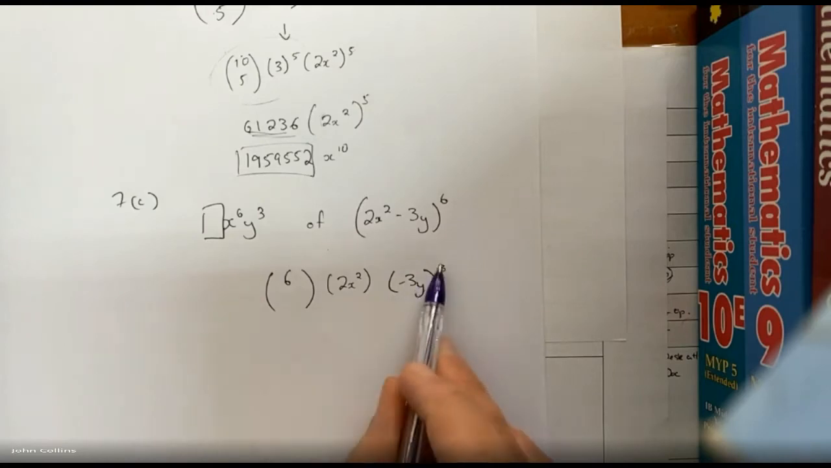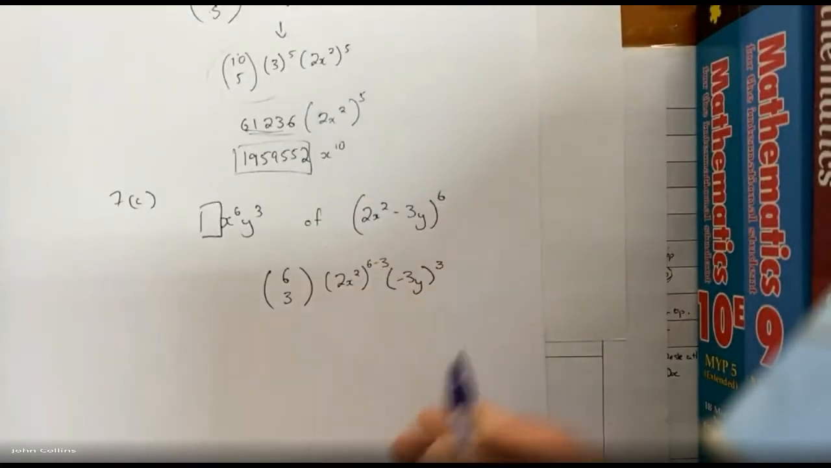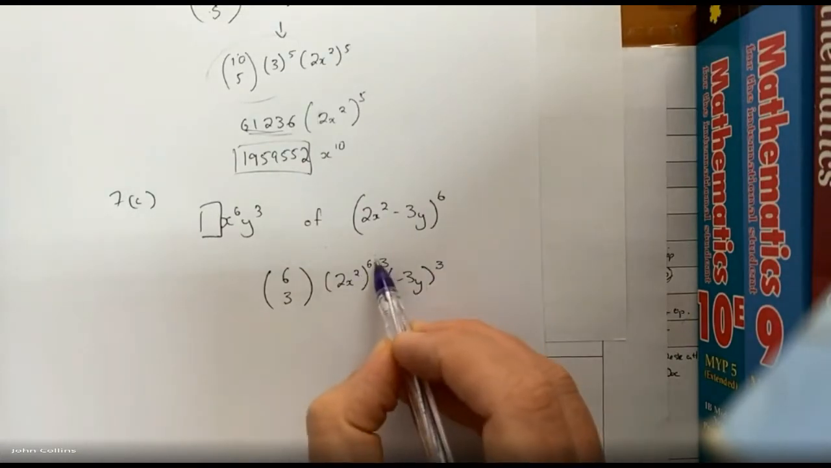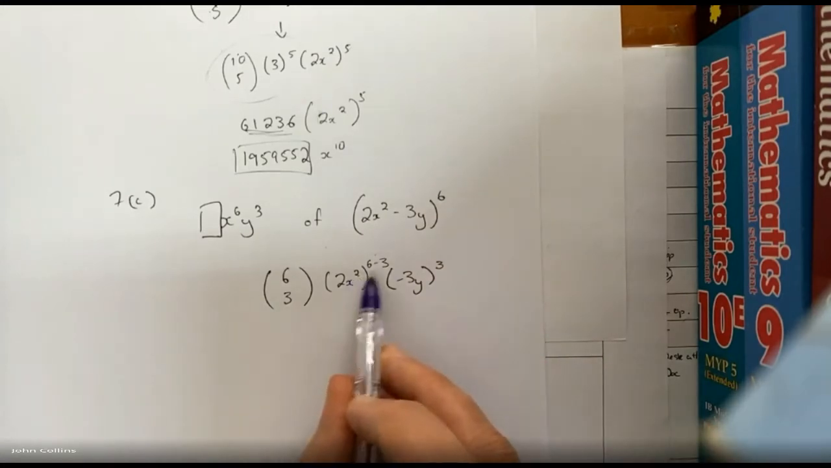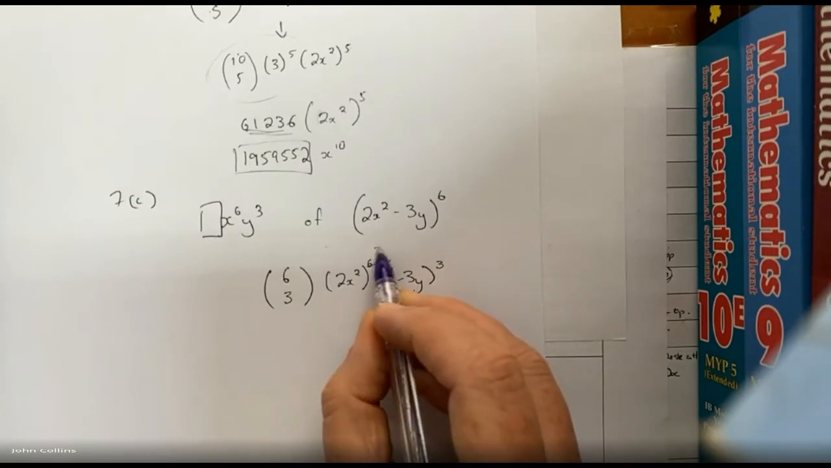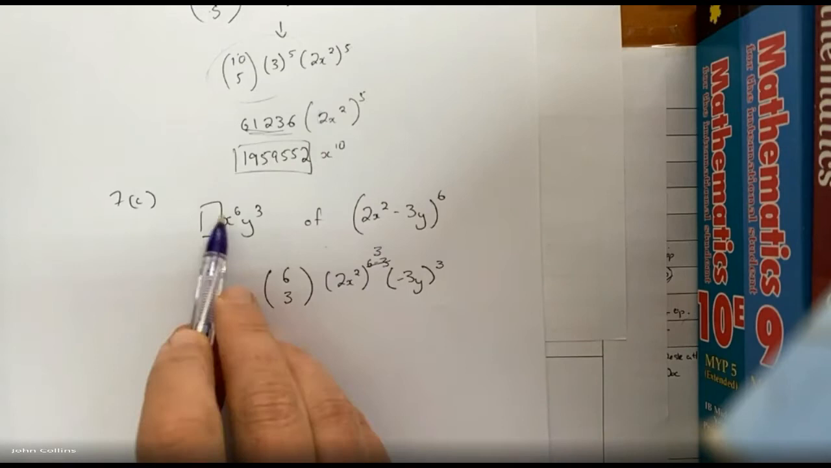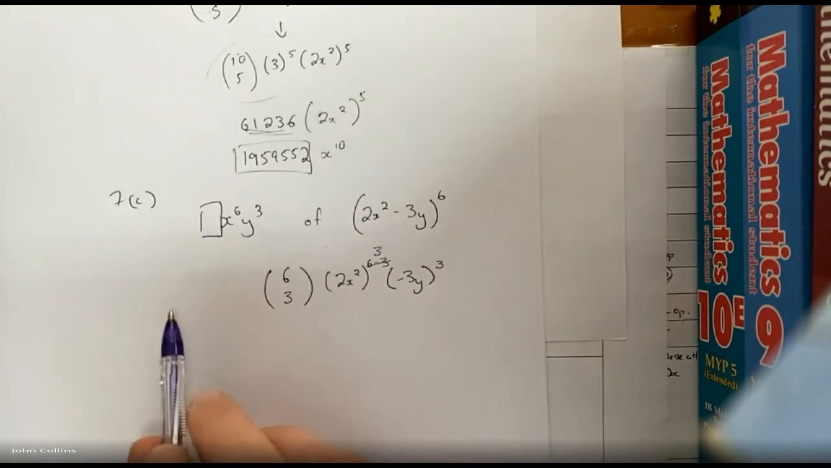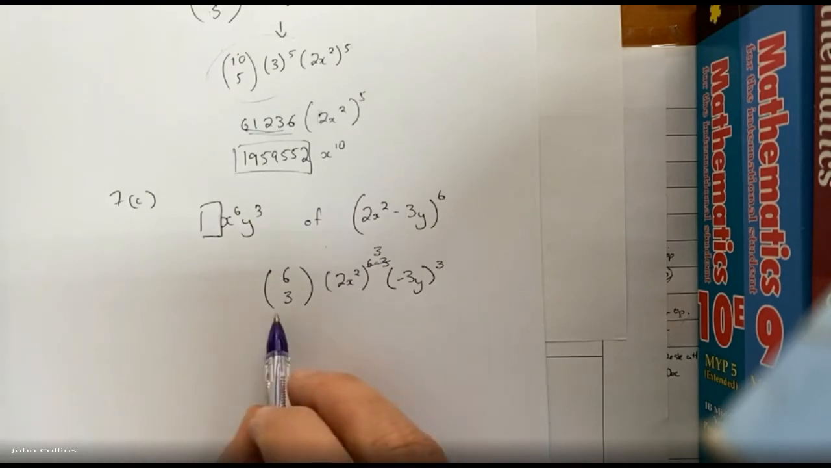And if that's 3, that's 6 minus 3, because whatever this is, that's going to be 3. Okay, and that will give 6 minus 3, which is 3. So that's going to be x squared to the power 3, which gives me x to the 6. That checks out. And y cubed will give y cubed. Okay, that checks out. Now it's just use of my calculator.